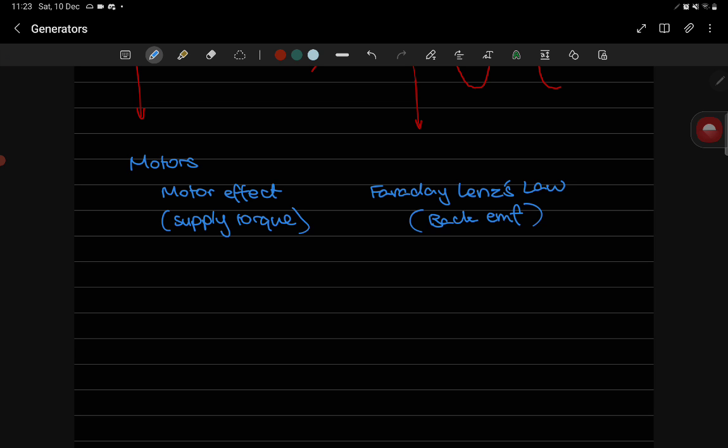However, and I'll draw this here, motors. However, in generators, the opposite phenomenon is happening. In generators, the Faraday-Lenz's law is actually the supply voltage, is supplying the generated electricity, right? Or in other words, it's producing the generated electricity.